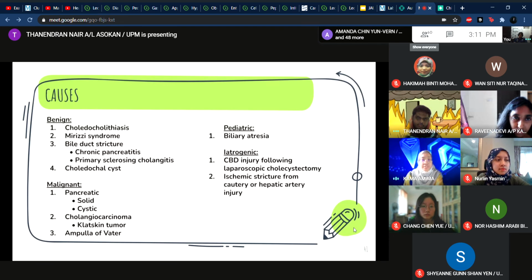So for pediatrics, biliary atresia is one of the common causes of post-hepatic jaundice that we can find in infants. So biliary atresia is characterized by obliteration or discontinuity of the extrahepatic biliary system, resulting in obstruction to bile flow. So post-hepatic jaundice also can be caused by iatrogenic factors such as common bile duct injury following laparoscopic cholecystectomy, and also ischemic stricture from cautery or hepatic artery injury. The next one.